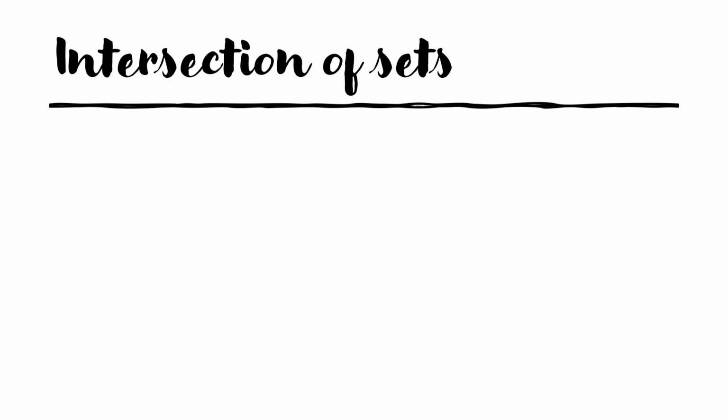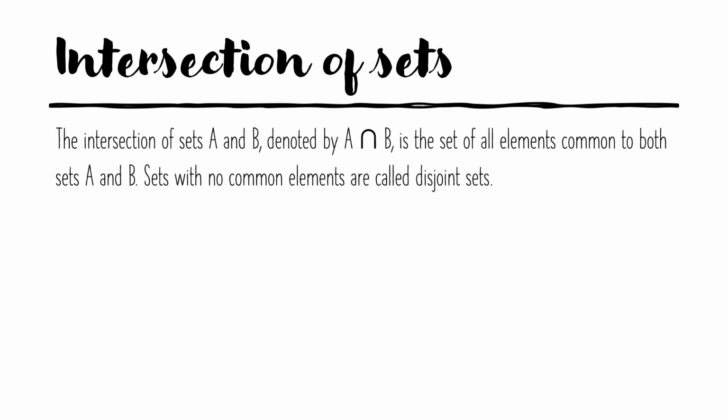And next, we have the intersection of sets. The intersection of sets A and B, denoted by this symbol, is the set of all elements common to both sets A and B. If the sets have no common elements, those sets are called disjoint sets.